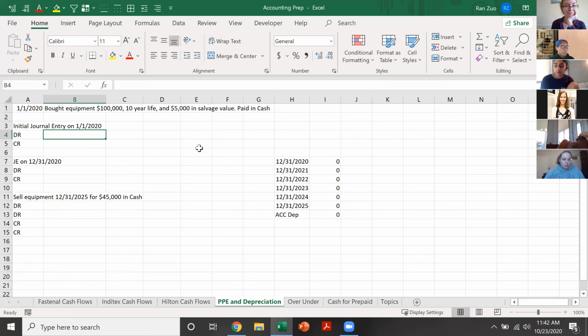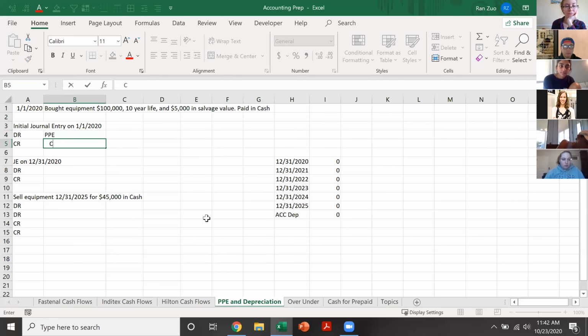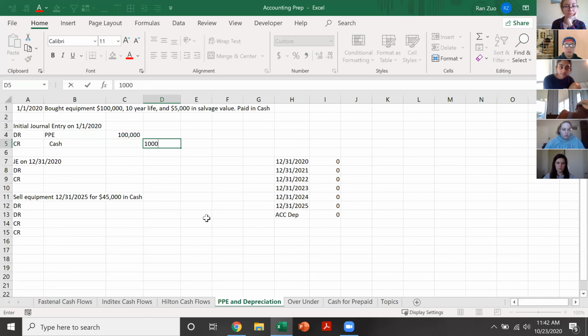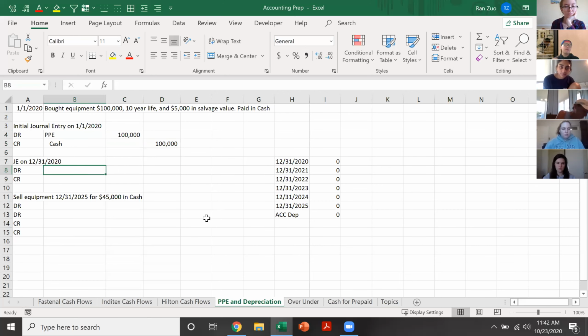Volunteers. Would that be debit PP&E, credit cash, assuming it was paid in cash? Yeah. Good. Easy enough. All right. Perfect. Great. Any volunteers for the journal entry on December 31st, 2020?